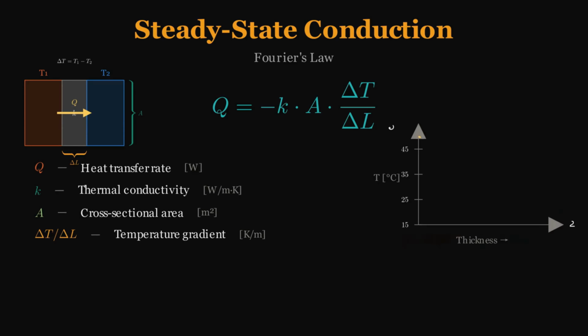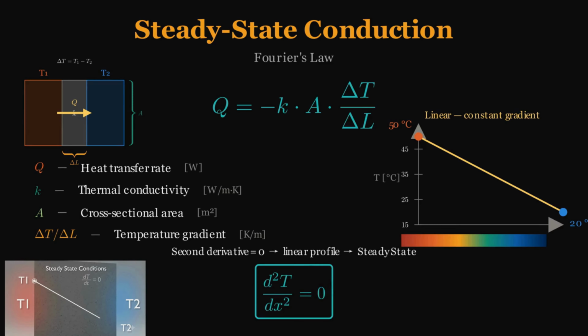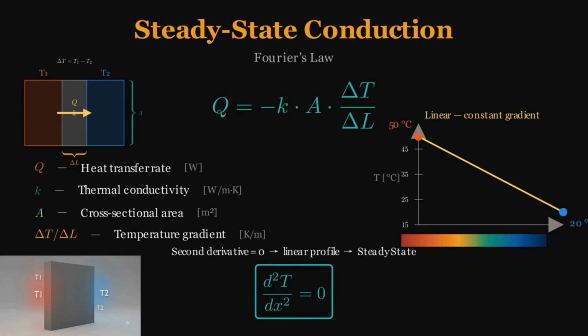In steady state, because the temperature gradient is constant from one face to the other, the temperature profile through the wall is a perfectly straight line. Mathematically this means the second derivative of temperature with respect to position equals 0. That is the defining signature of steady state conduction.